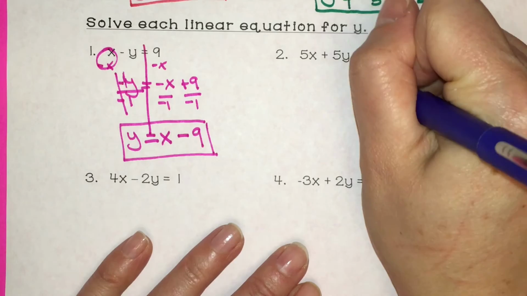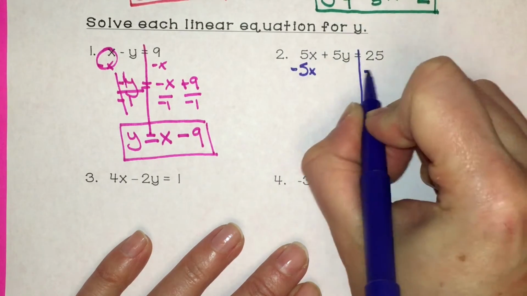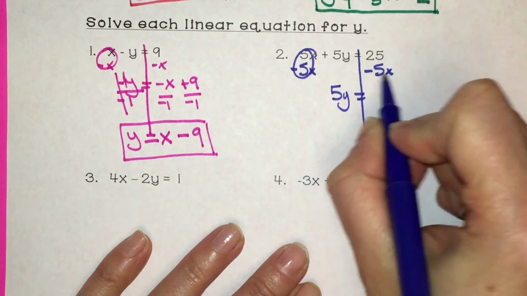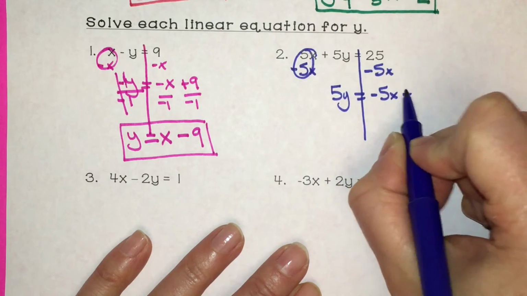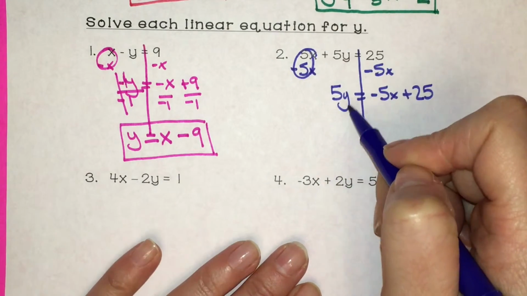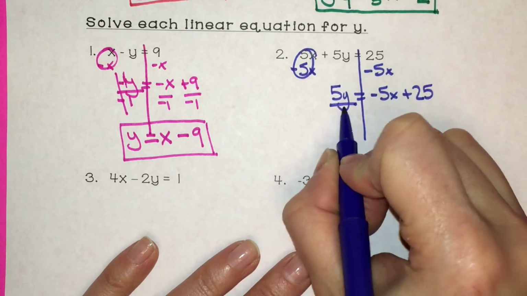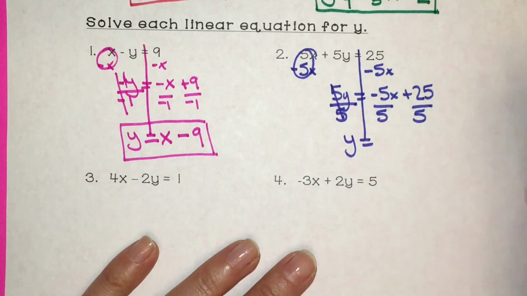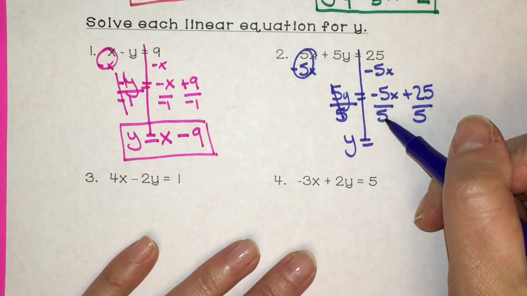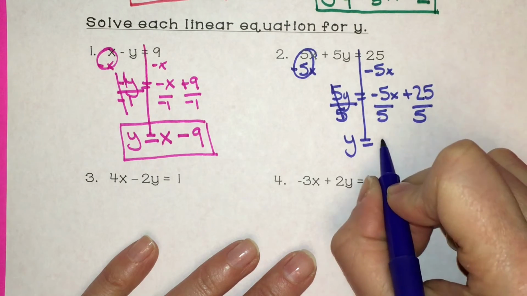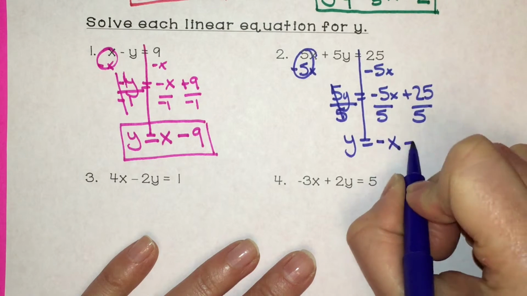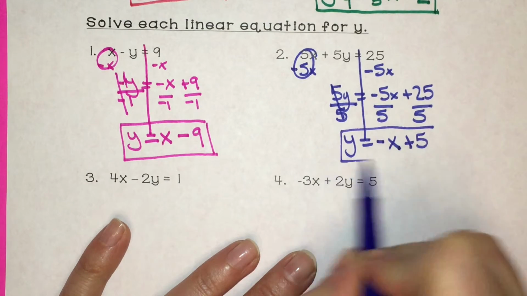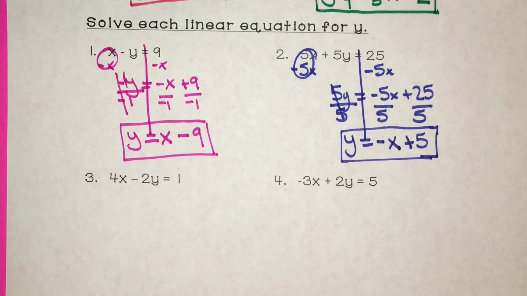All right, in this one, I'm going to subtract 5x from both sides. 5x minus 5x is 0. So I'm left with 5y equals negative 5x plus 25. Okay, I have 5 multiplied by y. I have to get rid of that by dividing everything on both sides by 5. 5 divided by 5 is 1. So y equals negative 5 divided by 5 is negative 1. So I have negative 1x, or just negative x, plus 25 divided by 5 is 5. If you left it as negative 1x, that's okay. You can leave it as that.